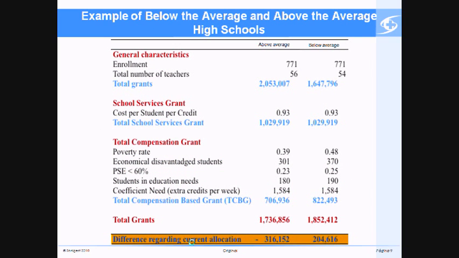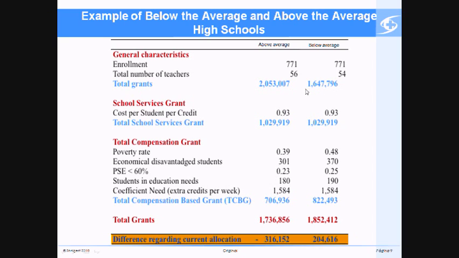Here we have an example of two schools, one which is above average in funding and the other which is below average in funding. At the very top we have the general characteristics of the schools and the current total grants that each school receives from the government in the form of tuition and salary grants. You note that each school has an enrollment of 771. One school has 56 teachers, the other one has 54. But you will note that in the first school, they're getting a total grant from the government of over $2 million, while the other school is getting a grant of just over $1.6 million.